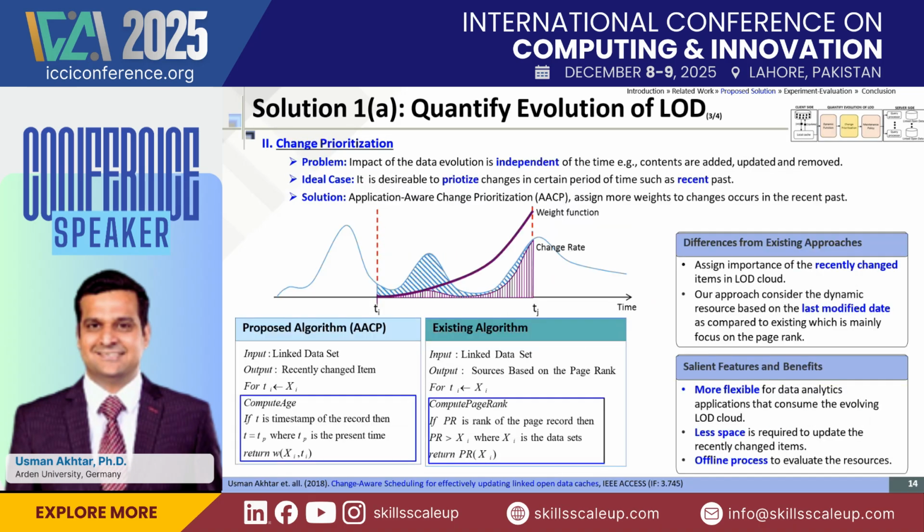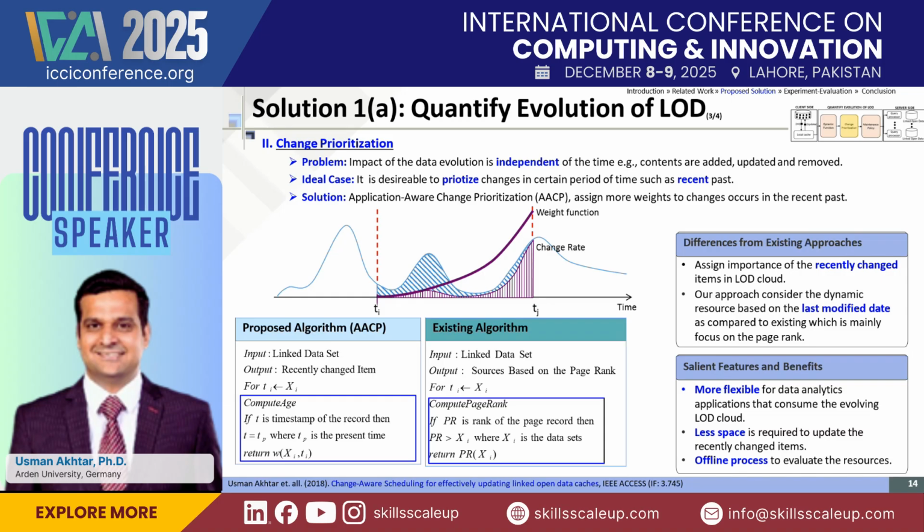And the second solution that we have proposed in this research is how we can implement this. We have proposed two more algorithms, and internally they also use this dynamic function, which uses a change matrix. The first algorithm that I have proposed is application aware change prioritization, abbreviated as AACP. So how will this algorithm work?